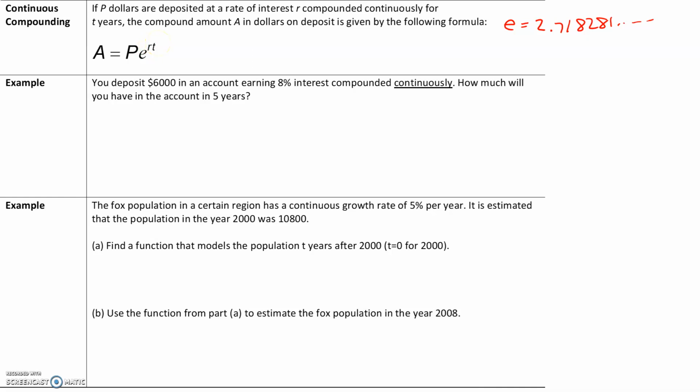Here's an example. You deposit $6,000 at an account earning 8% interest compounded continuously.